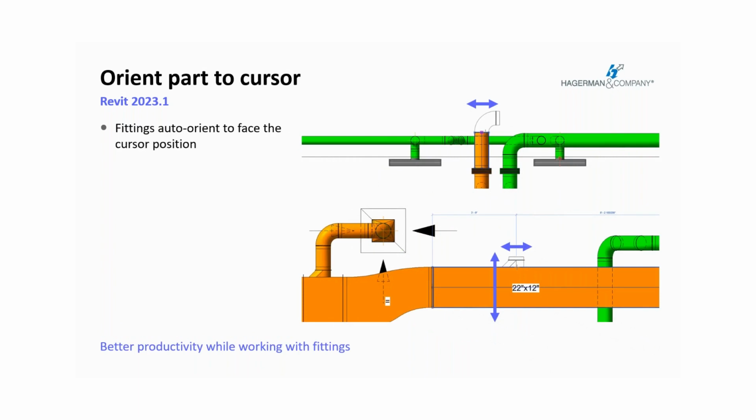Historically, when placing fittings, you had to be very mindful of your cursor position and repeatedly hit the space bar in order to properly orient them. In Revit 2023.1, fittings automatically orient to face the cursor position, preventing repetitive keystrokes and reducing the potential for error. It improves your productivity while working with fittings and Revit MEP workflows.